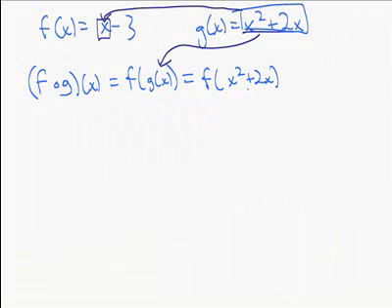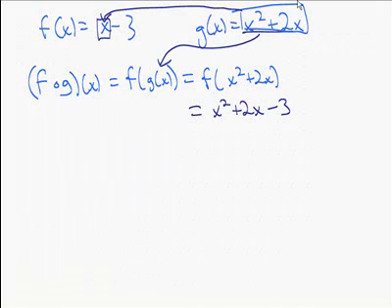Because when we take a value and put it into g, it comes out looking like this. It's the value squared plus 2 times that value. That's what we put into f. F says to take that and subtract 3. So we get x squared plus 2x minus 3. There's a new formula for f composed with g of x, that function.